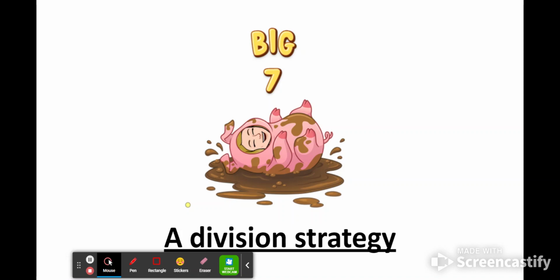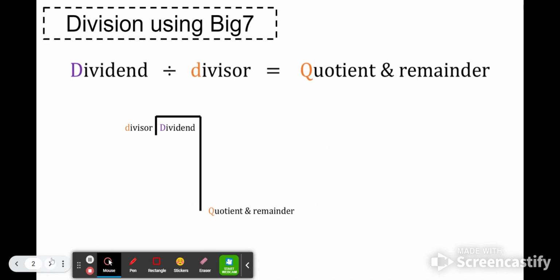Hello and welcome. Today we're going to be working on Big 7, a division strategy. Why is it called Big 7? Well, because it looks like a big 7 when you write it out.